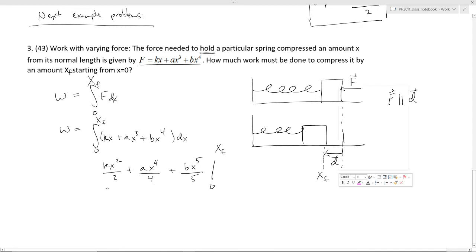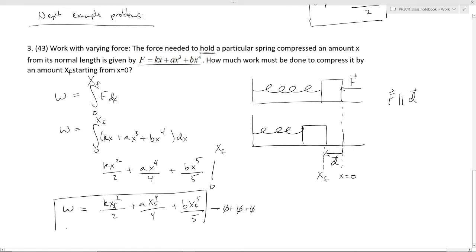Okay, and so when we put in our limits, this would look like k xf squared over 2 plus a xf to the fourth over 4 plus b xf to the fifth over 5. And we would subtract off then 0 plus 0 plus 0, since we're starting from that equilibrium position of x equals 0. So this would be the work. It's positive, as we mentioned, because F and D are pointed in the same direction.